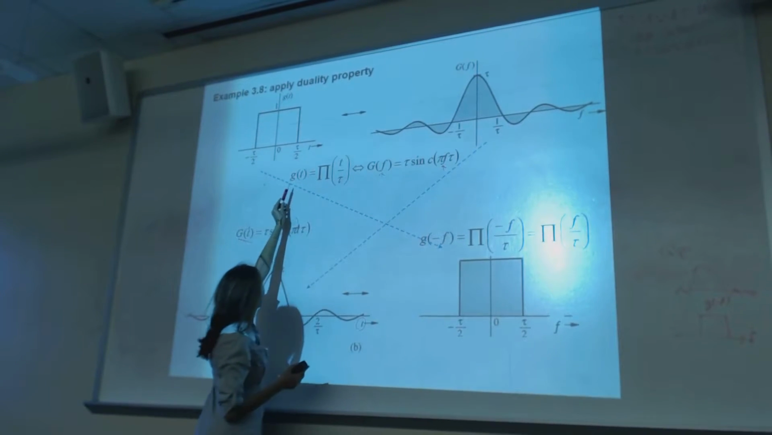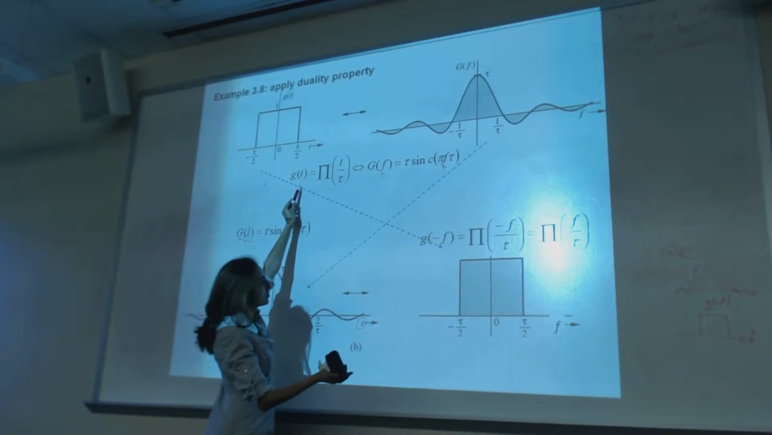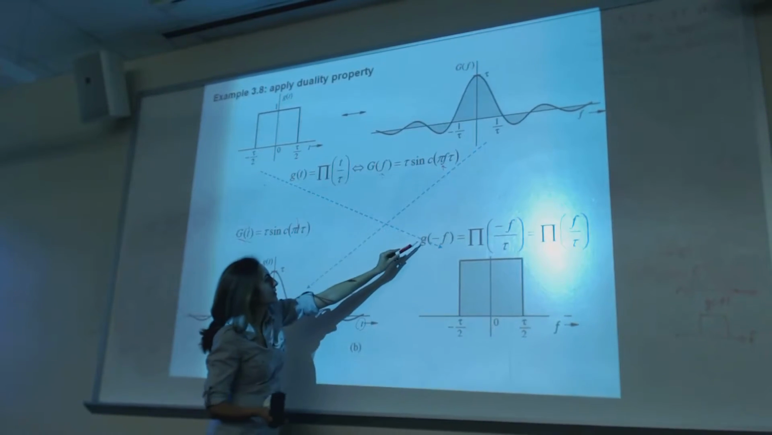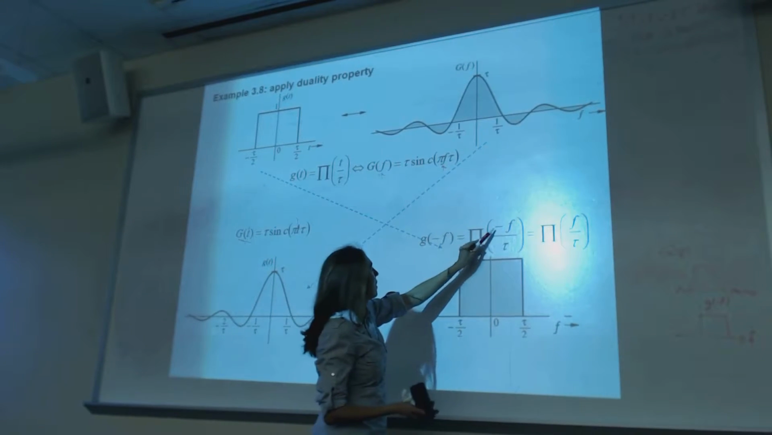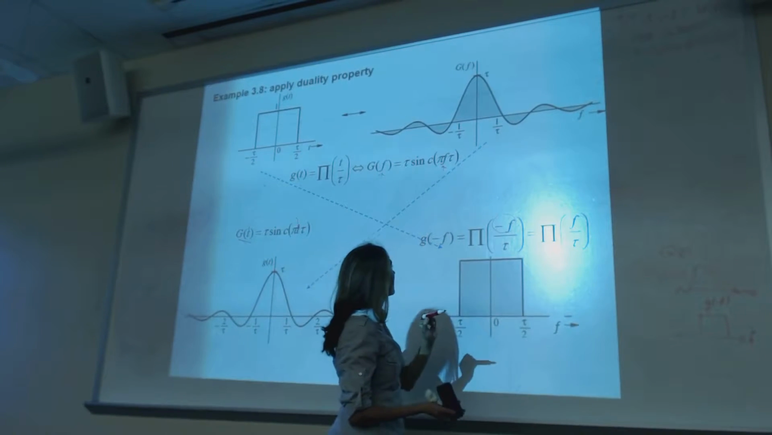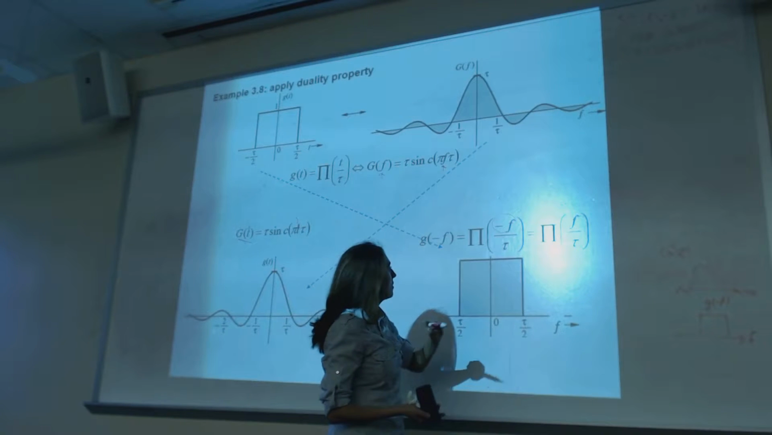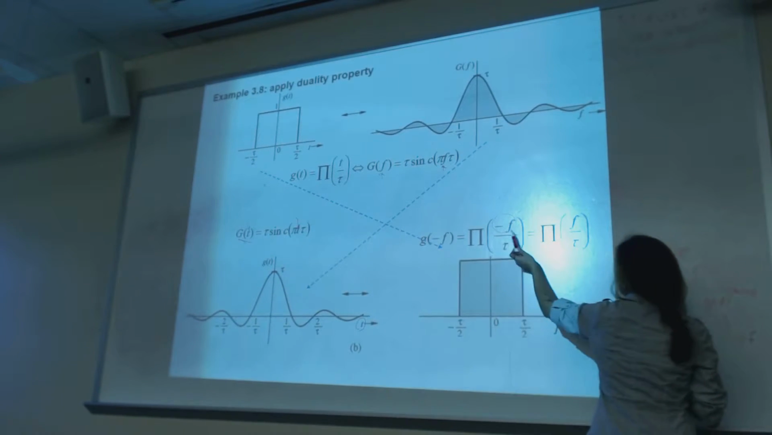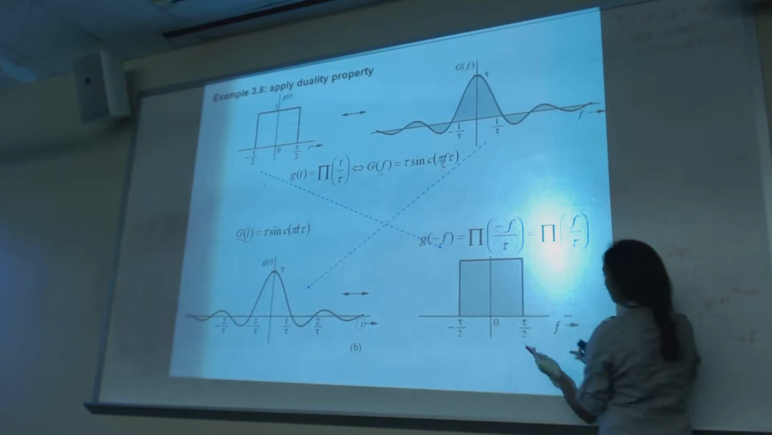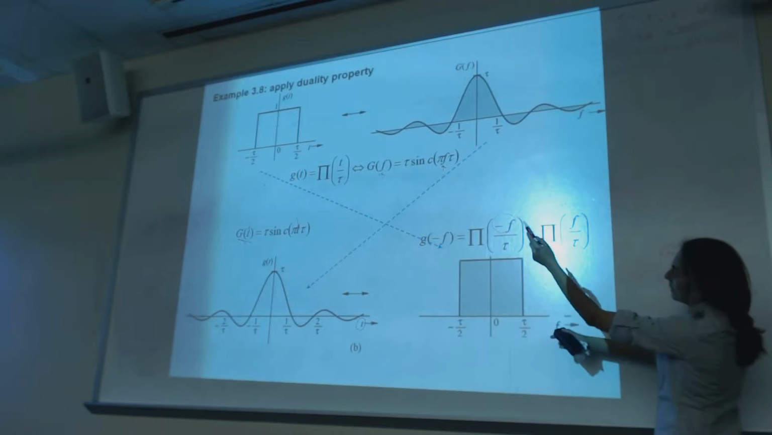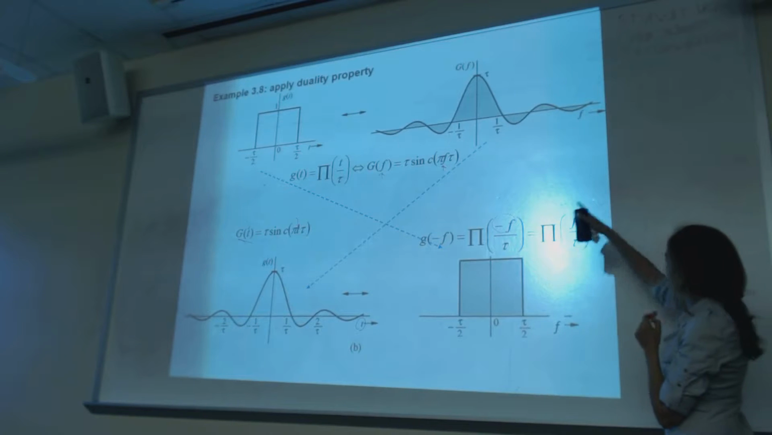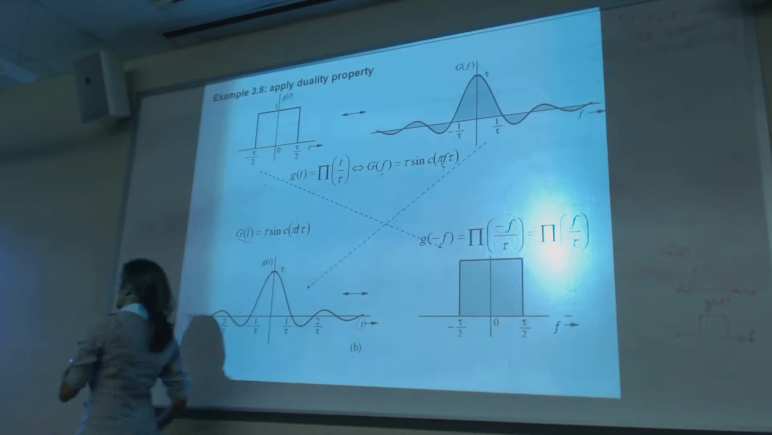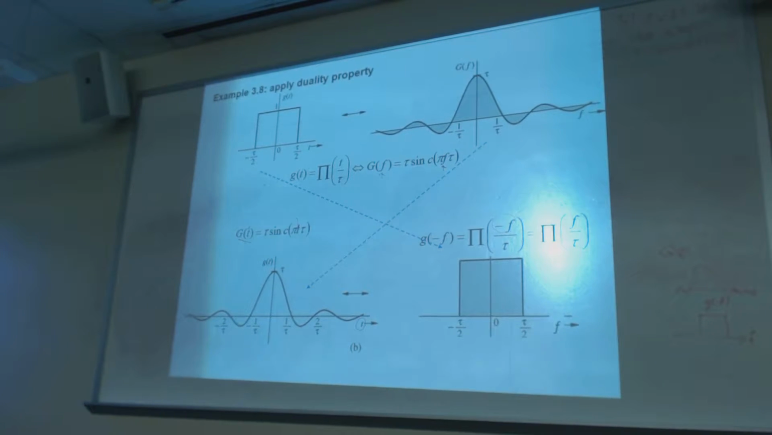So this was my pulse, little g of t. Apple rule: instead of t, put minus f. Little g of minus f is a pulse of, instead of t, just put minus f over tau. And it doesn't matter because it's symmetric, so you get this one. You look at it, this is the same. Instead of f, you get just t. Everyone get that?